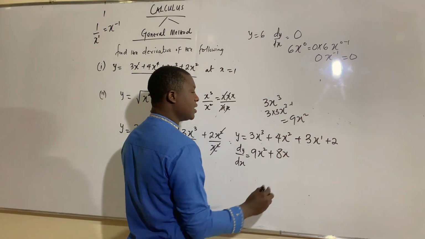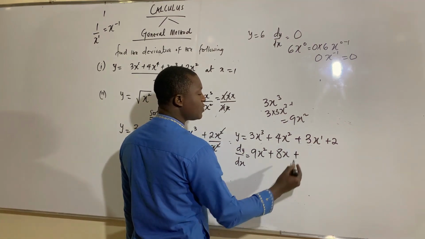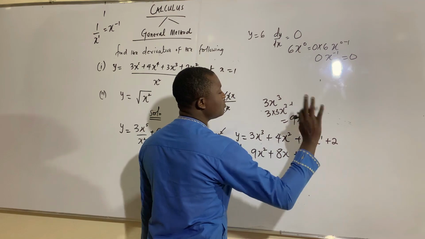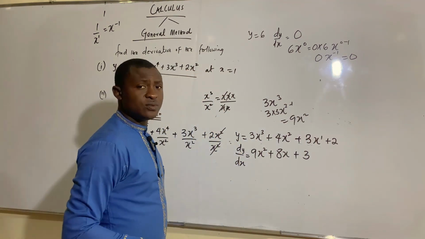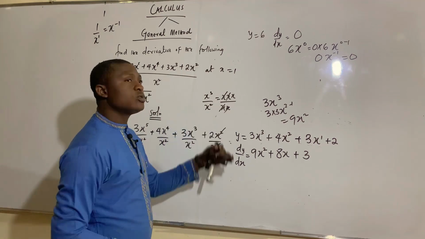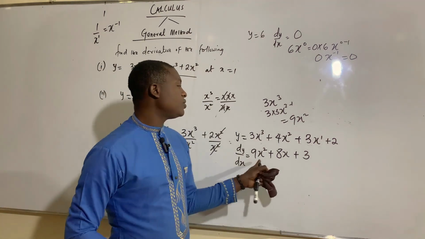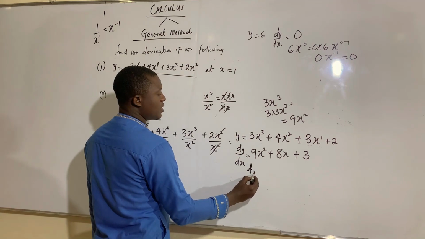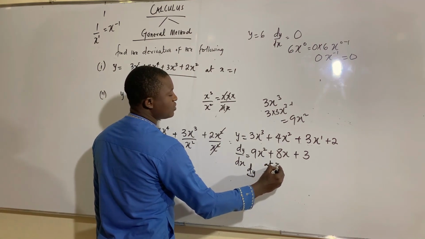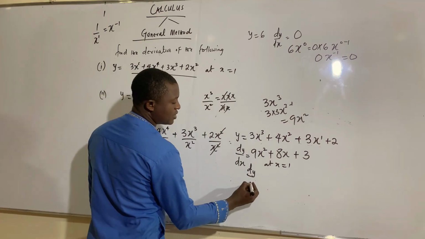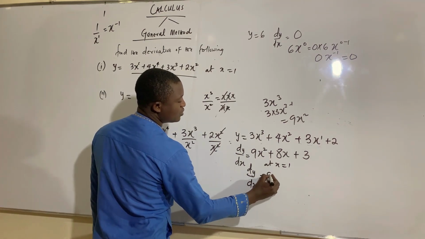You get that one? Yeah, good. The differential of 3x, of course, we are going to have 3, and the differential of 2 is going to be 0. I hope you are following right. Yeah, good. So they now said at x is equal to 1, meaning after we differentiate, we should put the value of x to be 1 here. So at x is equal to 1, in this result, we have dy/dx is equal to 9.